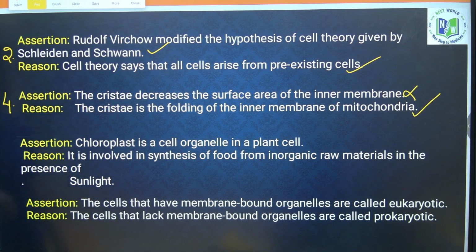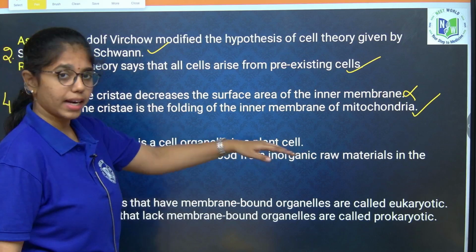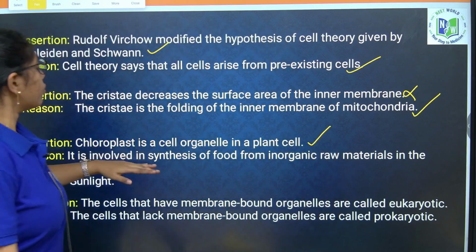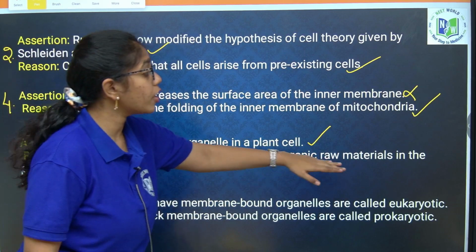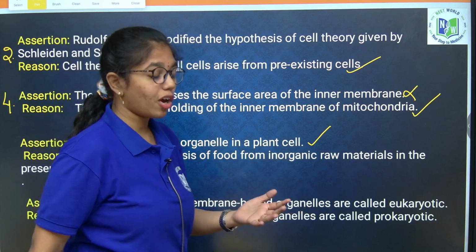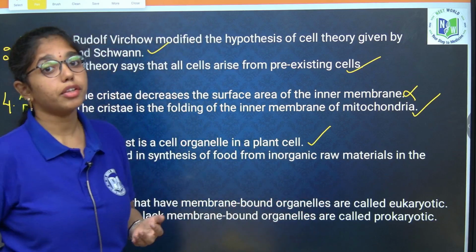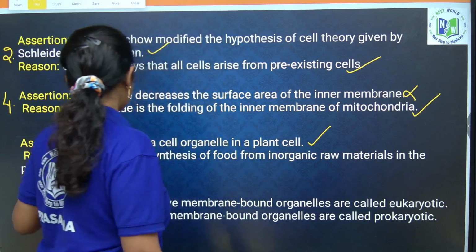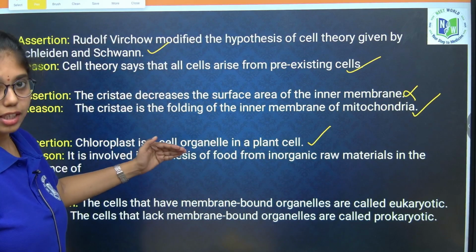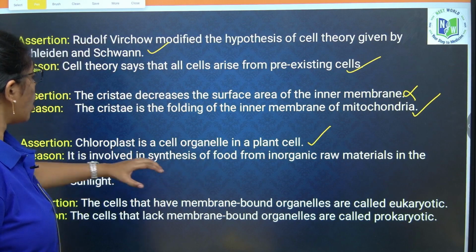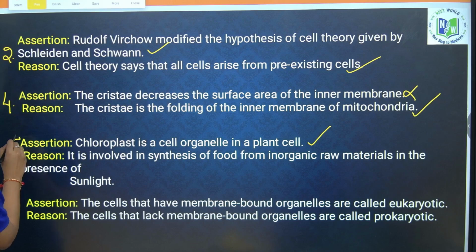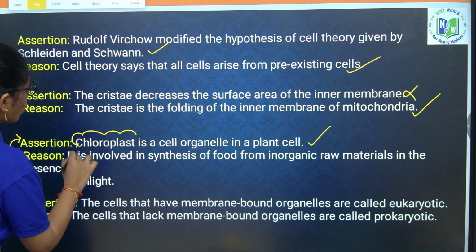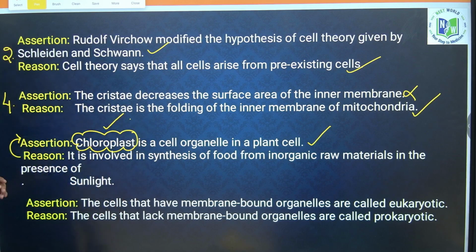Next question. Chloroplast is a cell organelle in a plant cell. Of course correct. It is involved in the synthesis of food from inorganic raw materials like carbon dioxide, water, inorganic nutrients and sunlight in the form of photons. All these molecules it will use and it will synthesize the food. Of course, the reason is explaining the organelle chloroplast. Then here your option is option 1. Clear?